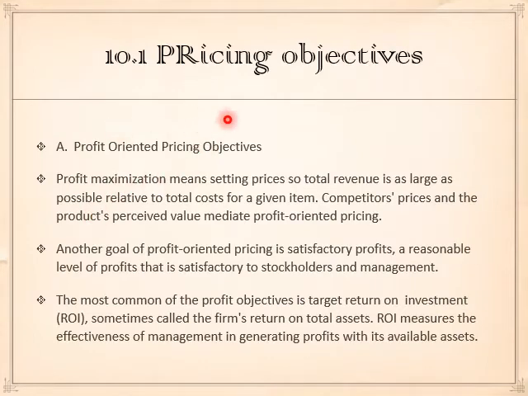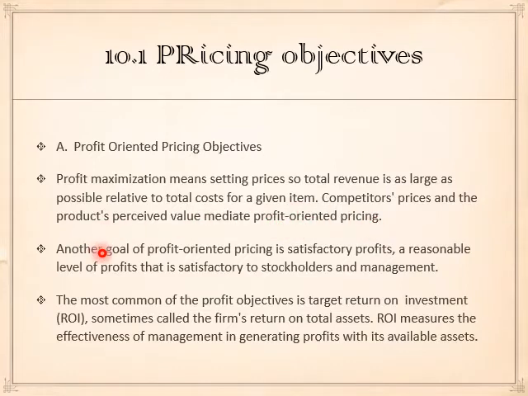So let's look at the pricing objectives. Basically, there are 3 pricing objectives that you're going to learn here. The first one will be the profit-oriented pricing objective, sometimes called profit maximization. It means you are setting price so that the total revenue is as large as possible relative to the total cost for a given item. And competitors' price as well as the product's perceived value will mediate the profit-oriented pricing.